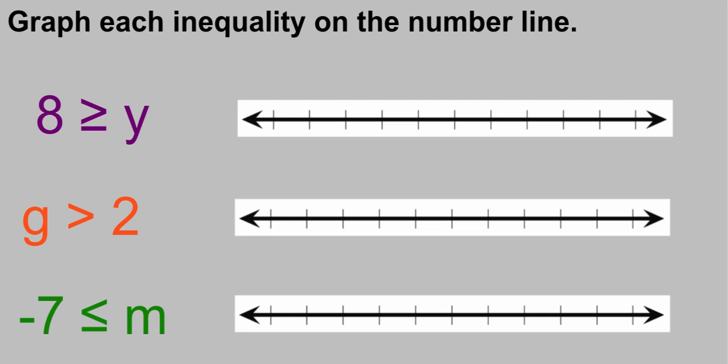So let's do 3 of them together real quick. Again, you probably have a pretty good recollection of this, so feel free to work ahead if you think you're ready for it. But this one is 8 is greater than or equal to y. So be careful when your variable's over on the right-hand side. It's not quite as easy as you think it's going to be.